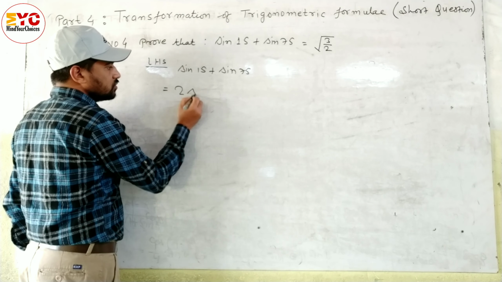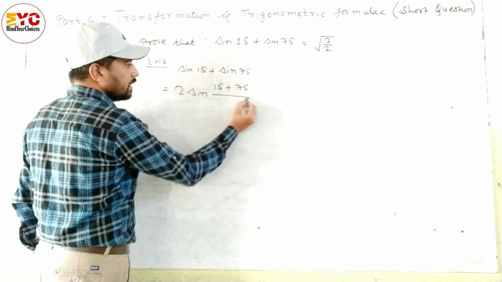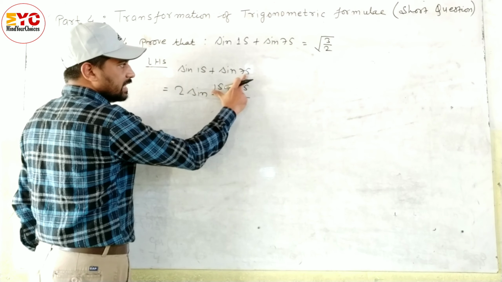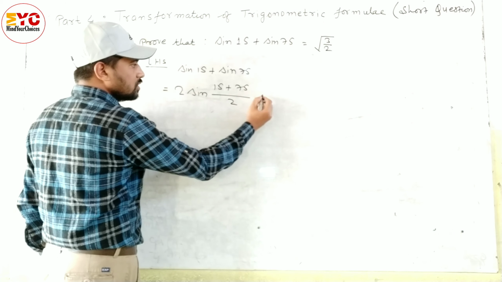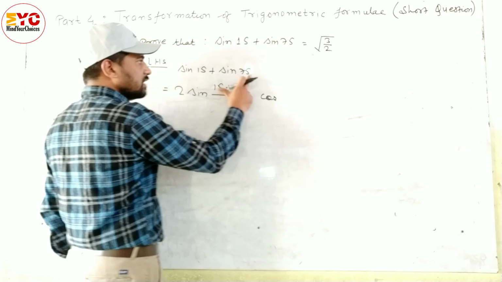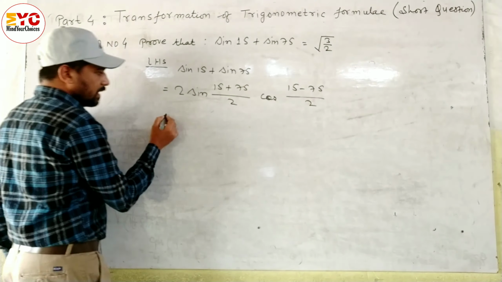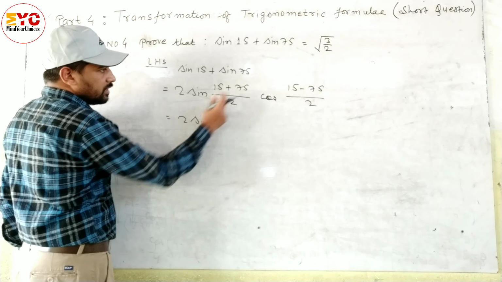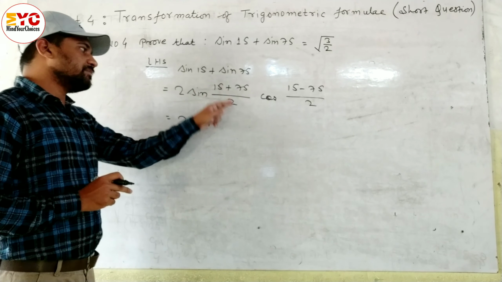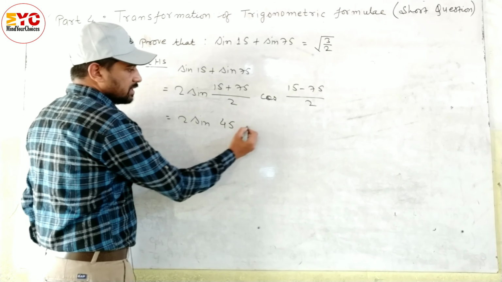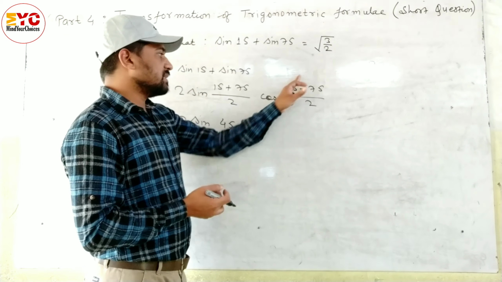In the place of C here is 15, in the place of D here is 75. So the formula is 2 sine (C plus D) by 2, it means (15 plus 75) by 2, cos (C minus D) by 2, (15 minus 75) by 2. After this, for 2 sine, when you add, we get 75 plus 15, 90, and 90 by 2 will be 45. Similarly, for cos, when you subtract, we get minus 60, and minus 60 by 2, we will get minus 30.